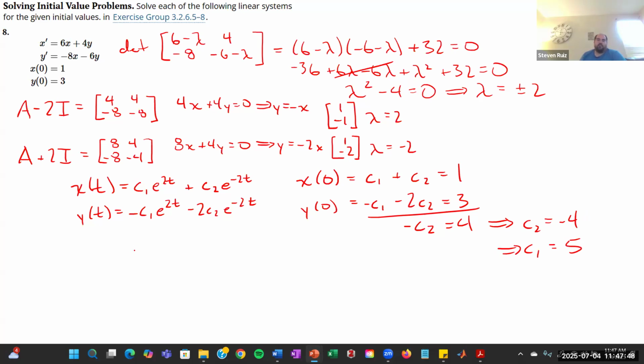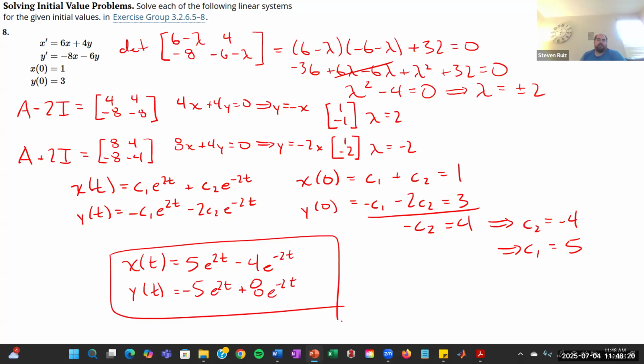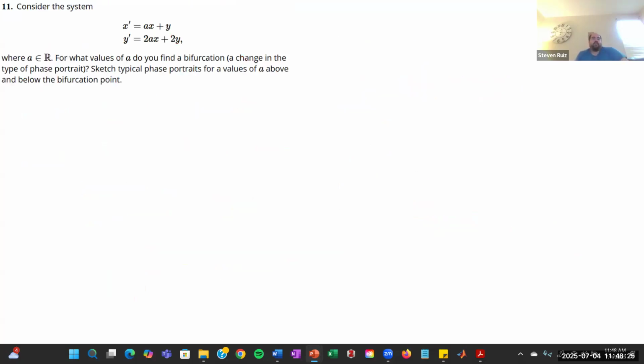All right, so what's my final system here? X of t equals 5 e to the 2t minus 4 e to the -2t. And y of t equals -5 e to the 2t minus 2 times -4, so plus 8 e to the -2t. All right, so there's my solution set for x and y. And moving on to 11.